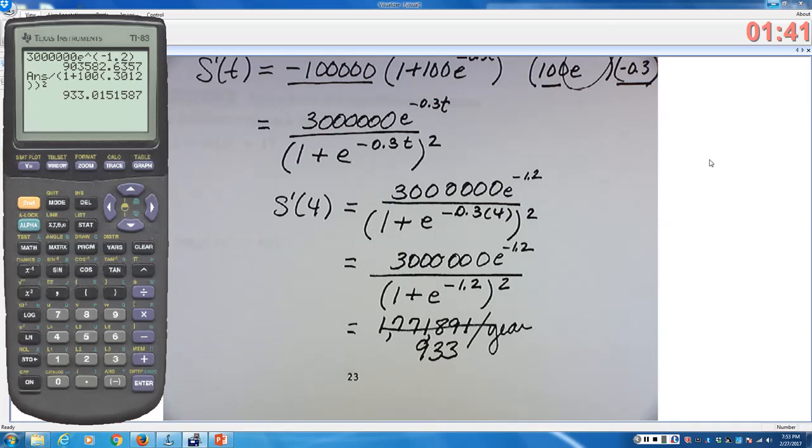So by 933 per year. Sorry about that. Got to be careful and copy everything down right. That's not likely a test question, by the way. It'd be more like a bonus question, because the math gets a little tricky.